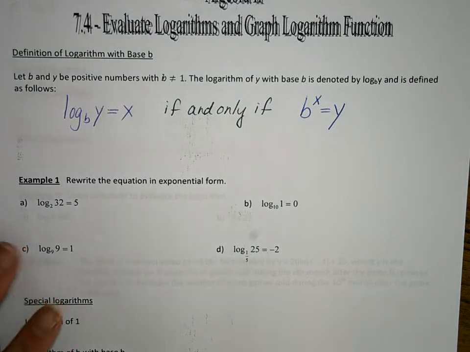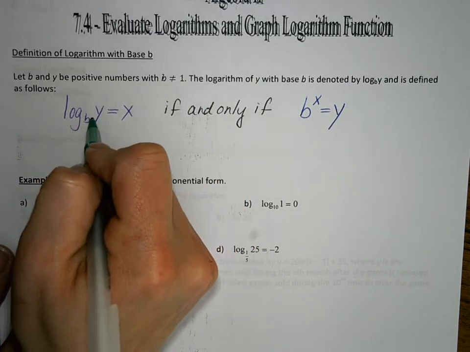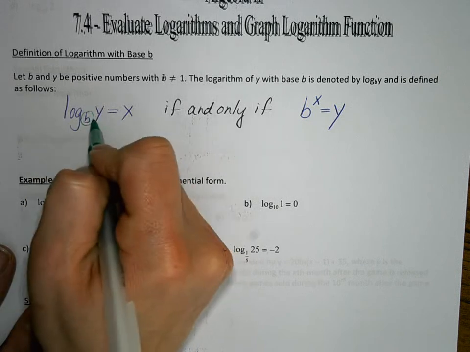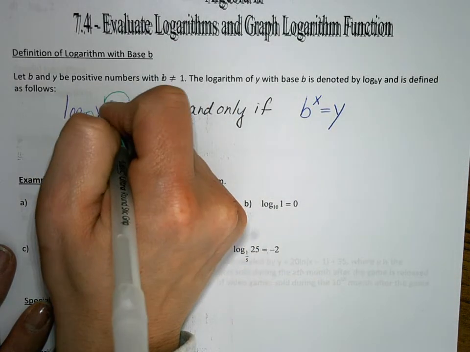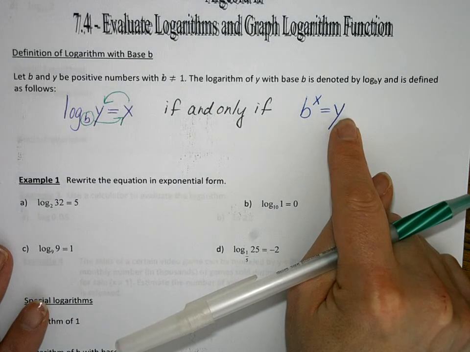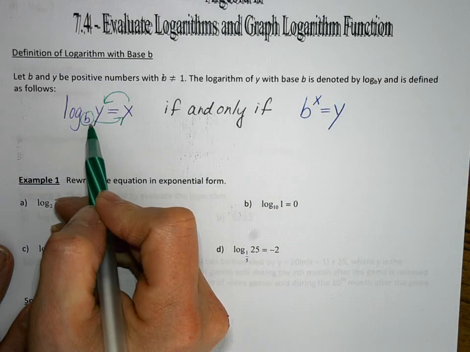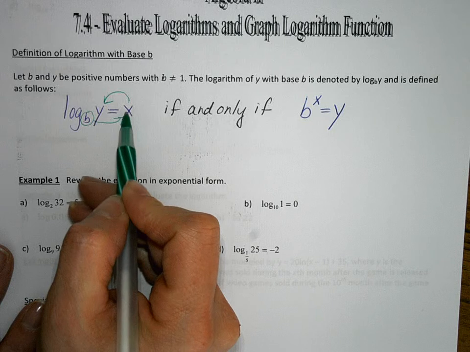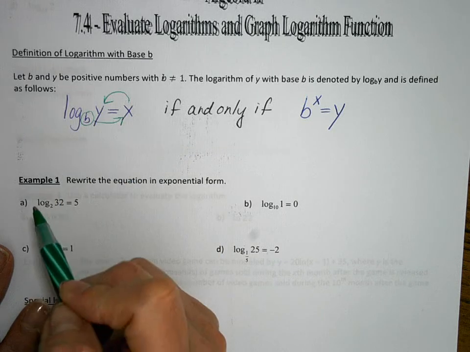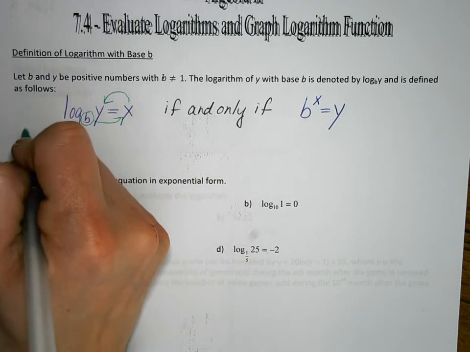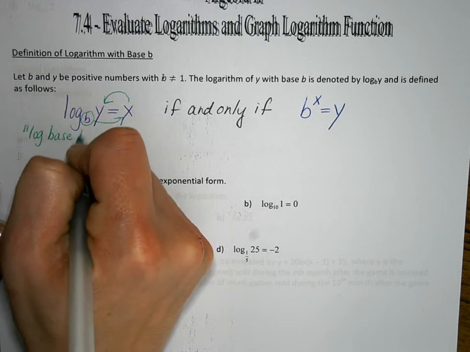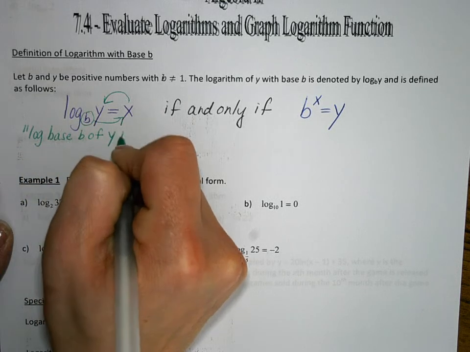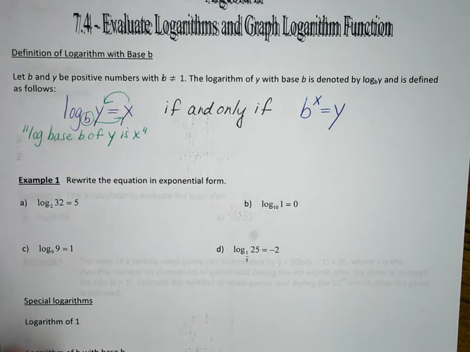So what I need you to realize is this. My little base of b scoops up my exponent of x, and it's equal to what's inside, which is y. Now, the way that we say this, we say log base b of y is x.